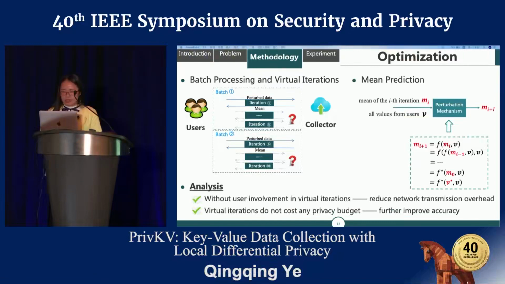This optimization strategy has two advantages. First, it reduces the network transmission overhead between user and the data collector, as users are not involved in virtual iterations. Second, since virtual iterations do not cost any privacy budget, real iterations can be allocated more of it, and therefore improves the estimation accuracy.